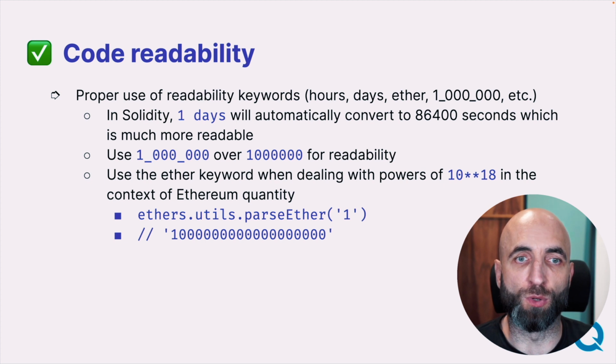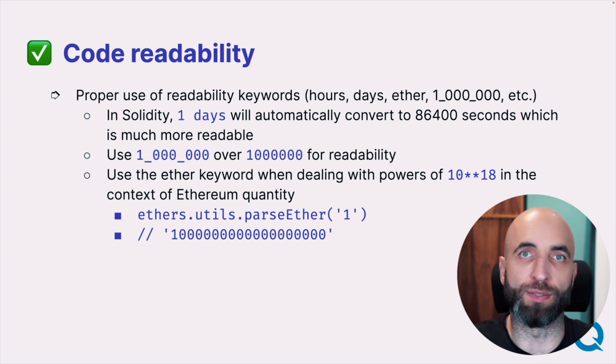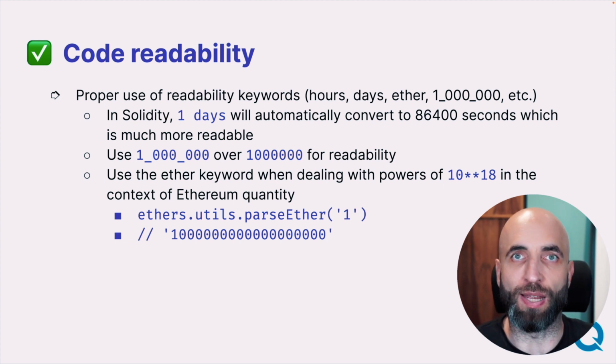Same goes for ether. So instead of having 1 and 18 zeros, you don't need to count all the zeros. Just use ethers utils parseEther and then give the number of ether. So 1, 0.1 or whatever else, instead of counting the zeros and potentially making a mistake and then having something like 10 times more, 10 times less, which is disastrous.